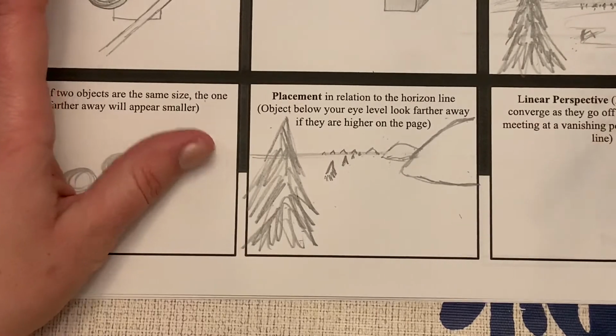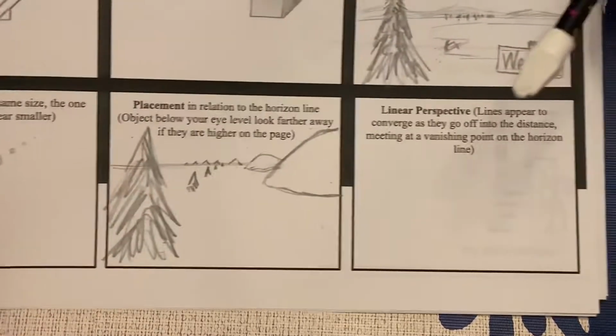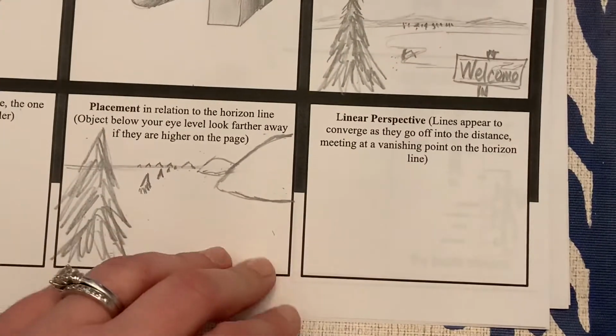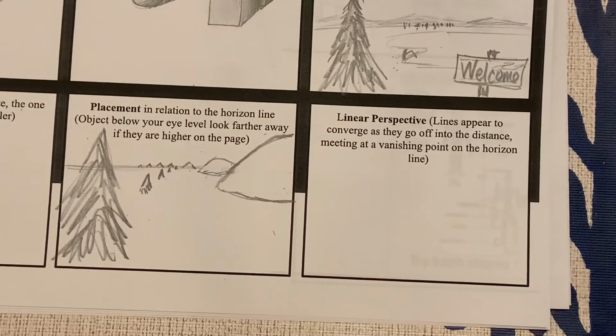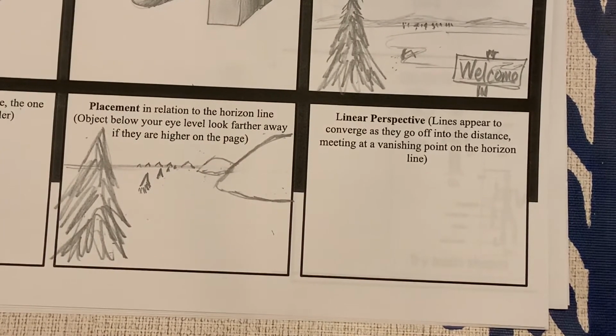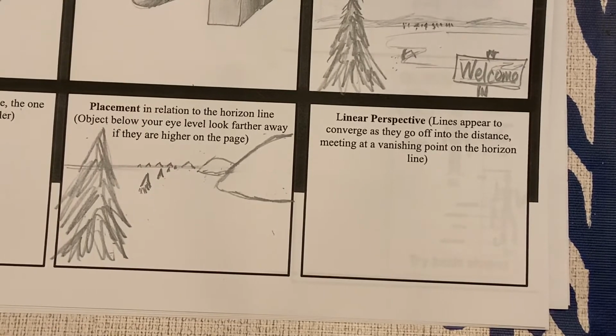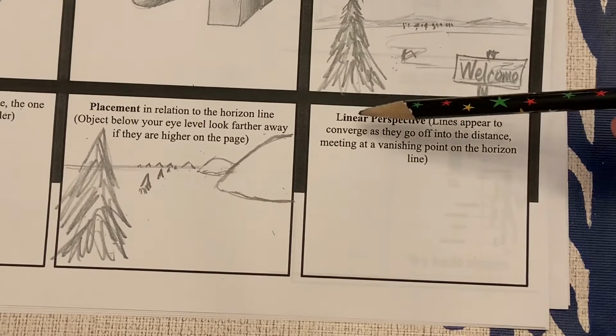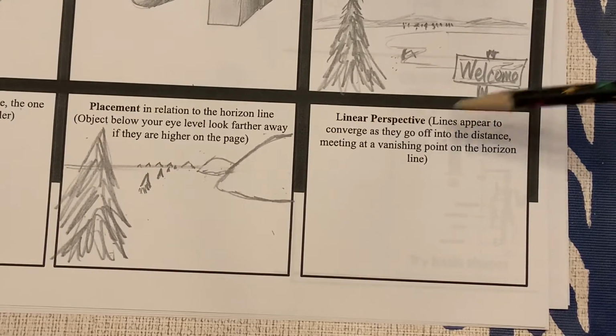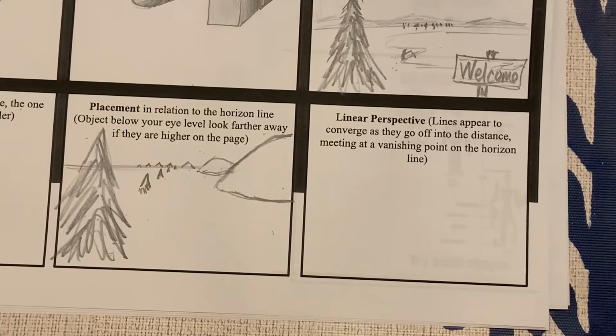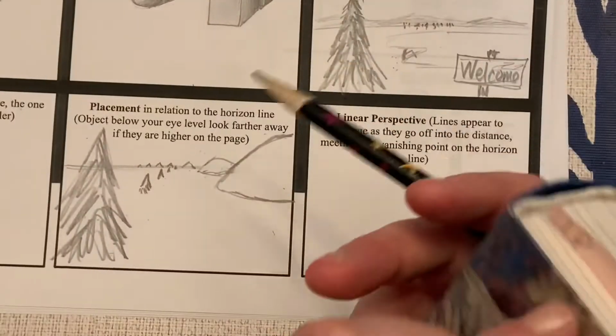Next one, linear perspective. Now, we're not necessarily gonna go over this year. Next year, we start looking into this, but you certainly can. So linear perspective is this idea that you can see sides of things. It says, lines appear to converge as they go off into the distance, meeting at a vanishing point on the horizon line. You're like, wow, that's loaded.